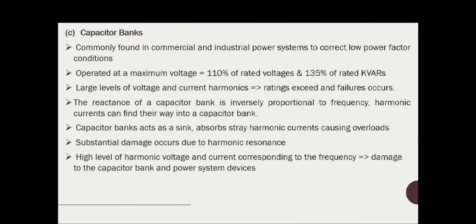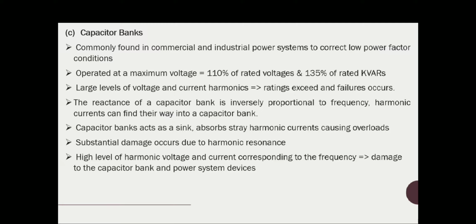And what are the effects of harmonics in capacitor banks? Capacitor banks are commonly found in commercial and industrial power systems to correct or improve low power factor. Capacitor banks are designed to operate at a maximum voltage of 110% of their rated voltage and at 135% of their rated kVAR. Large levels of voltage and current harmonics will exceed the rating, and failures may occur. So when large levels of voltage and current harmonics are present in the system, the rating of a particular capacitor bank is often exceeded, resulting in failures.